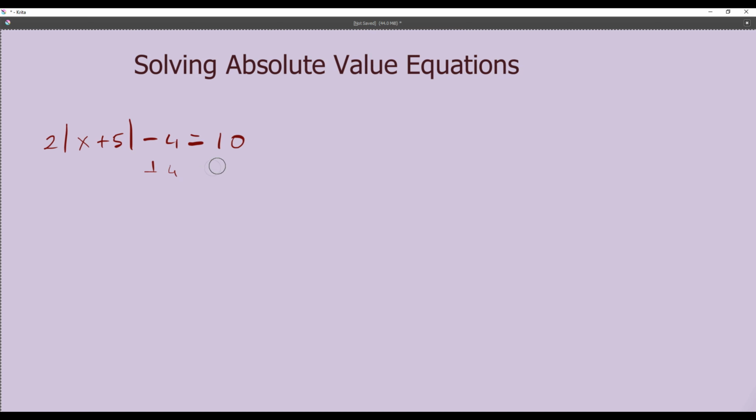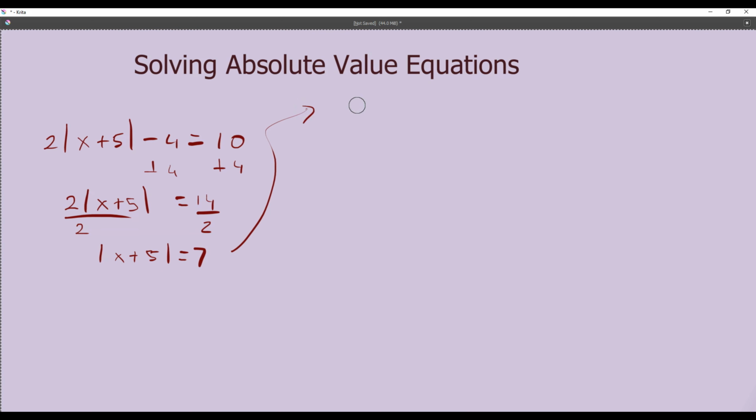So I have to add 4 to both sides. So I have 2 times absolute value of x plus 5 is equal to 14. And then I divide it by 2. So I have absolute value of x plus 5 is equal to 7. All right, here is when you split that into the two equations like how we did with the other examples, because now it's just absolute value equals to something.